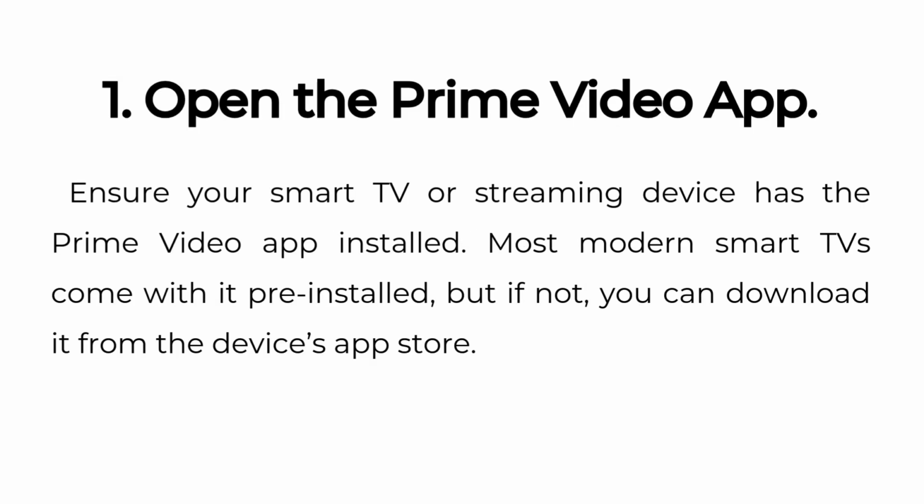1. Open the Prime Video app. Ensure your smart TV or streaming device has the Prime Video app installed. Most modern smart TVs come with it pre-installed, but if not, you can download it from the device's app store.